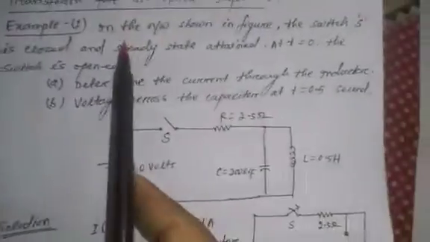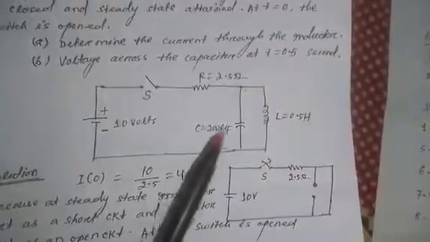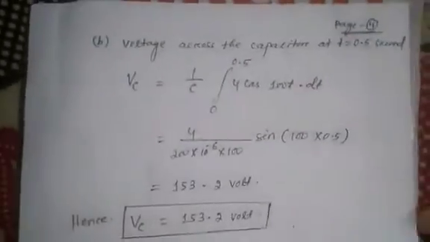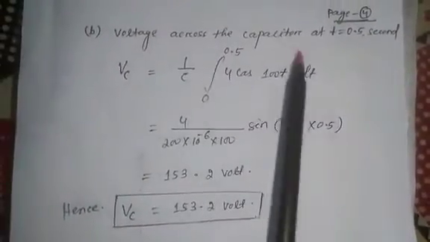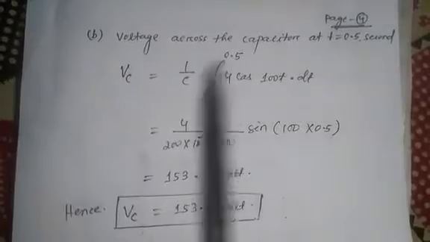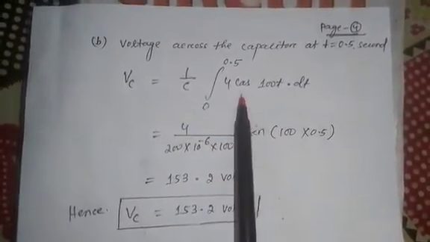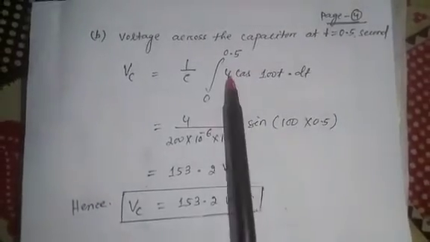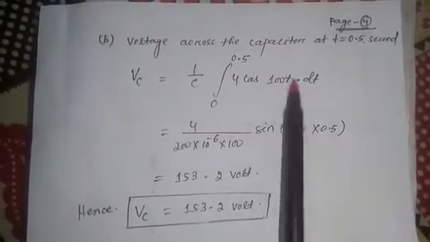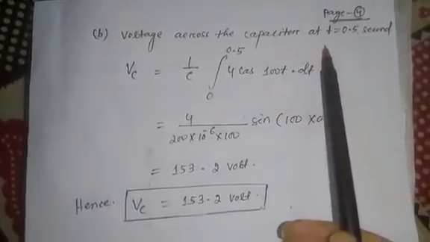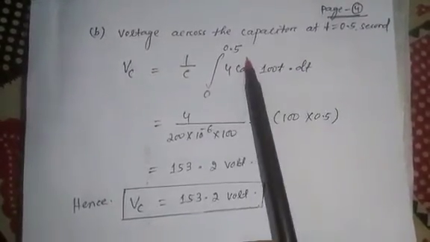Now in part B, they ask for the voltage across the capacitor when t is equal to 0.5 second. Vc is 1 by C integration of i of t, that is 4 cos 100 t into dt, integrated from 0 to 0.5, because the time given is 0.5, lower limit 0, upper limit 0.5.